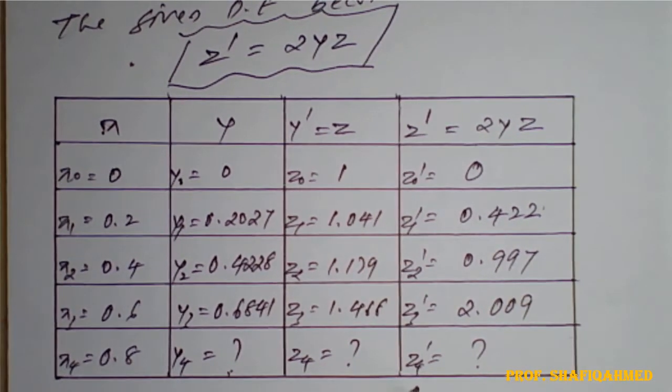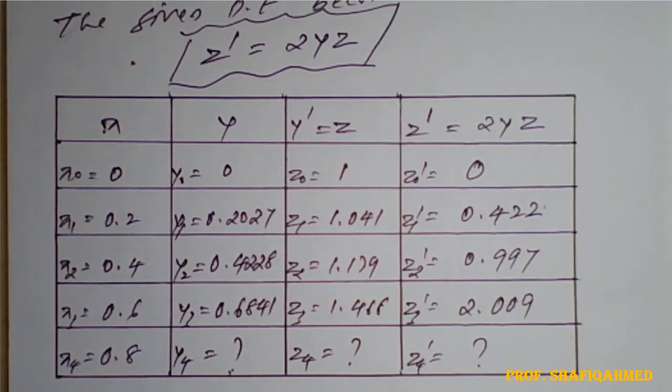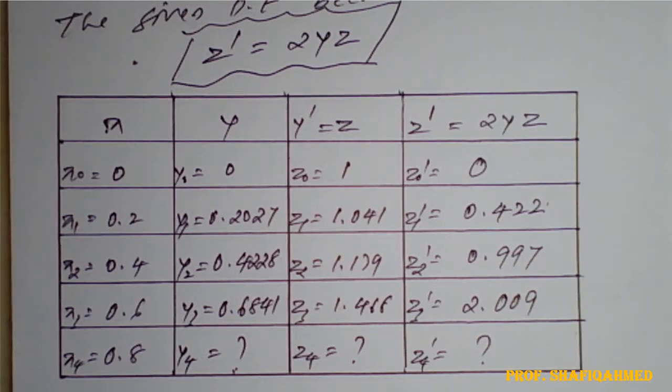For z4 dash, we need to calculate z4 and y4 first from the predictor, then apply the corrector formula. So we'll see what the predictor and corrector values are.